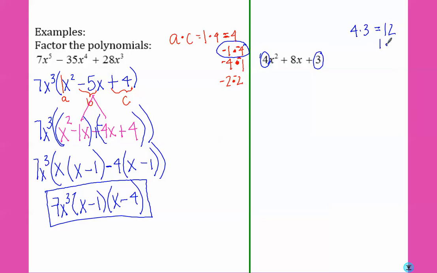So 1 times 12, 2 times 6, 3 times 4. Which of those pairs adds up to 8? The 2 and the 6 does. So we're going to split 8x up into 2x and 6x. Bring down our ax squared term. Bring down our c term and group.